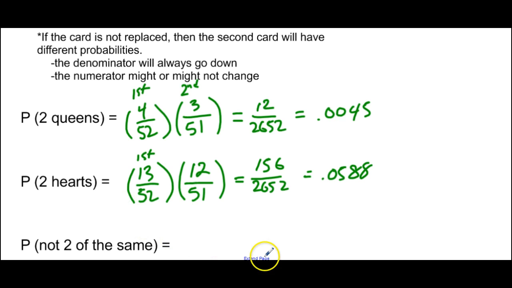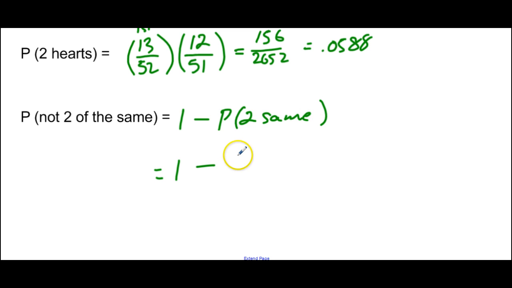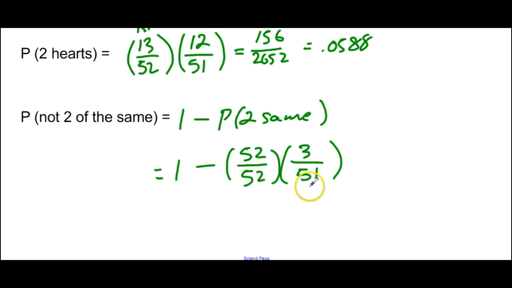The next question, same concept as the one before. Probability of not two of the same card. So I'm going to do the opposite, 1 minus the probability of 2 of the same. And I'm going to break this down as 1 minus. For the outcome of 2 of the same, the first one, we're going to pick any card, so it doesn't matter. We have a 52 out of 52 chance. And then we will have a 3 out of 51 chance of picking that exact same card.